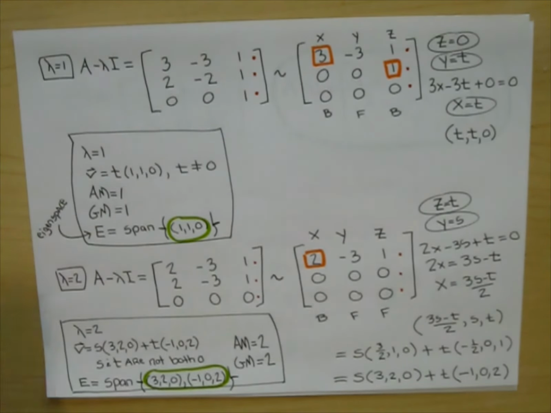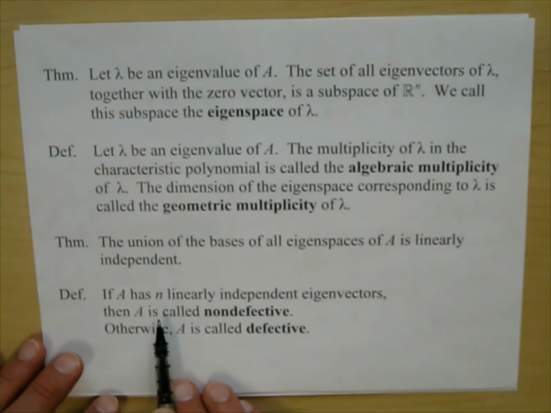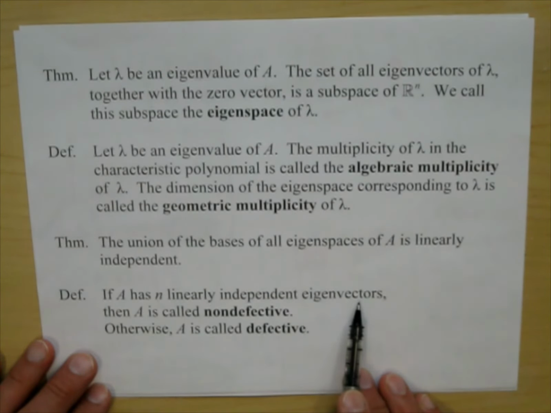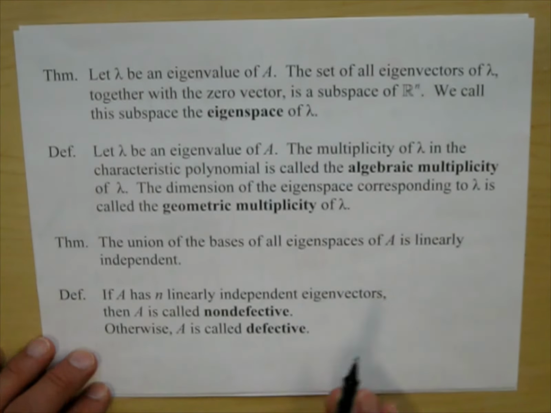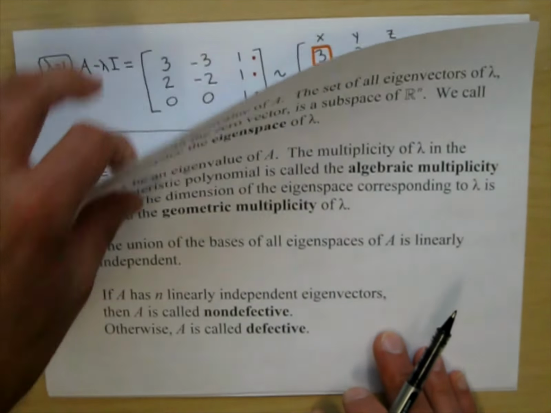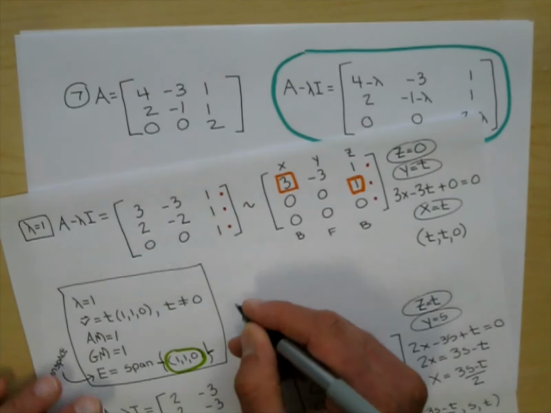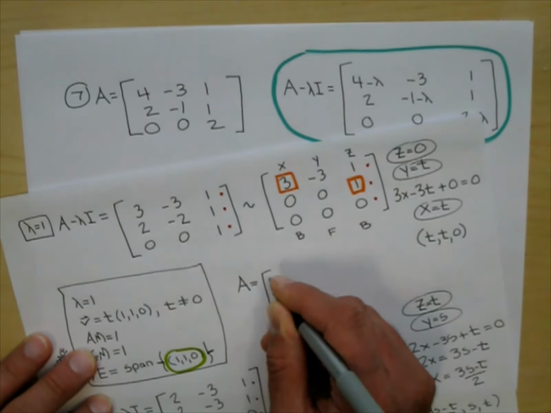Here's a definition. If A has, and in our case A is 3 by 3, so if A has 3 independent eigenvectors, then A is called non-defective. Otherwise, A is called defective. Okay, so those are brutal words there. Our matrix A is that one right there. So let's just put, this is our original problem here.